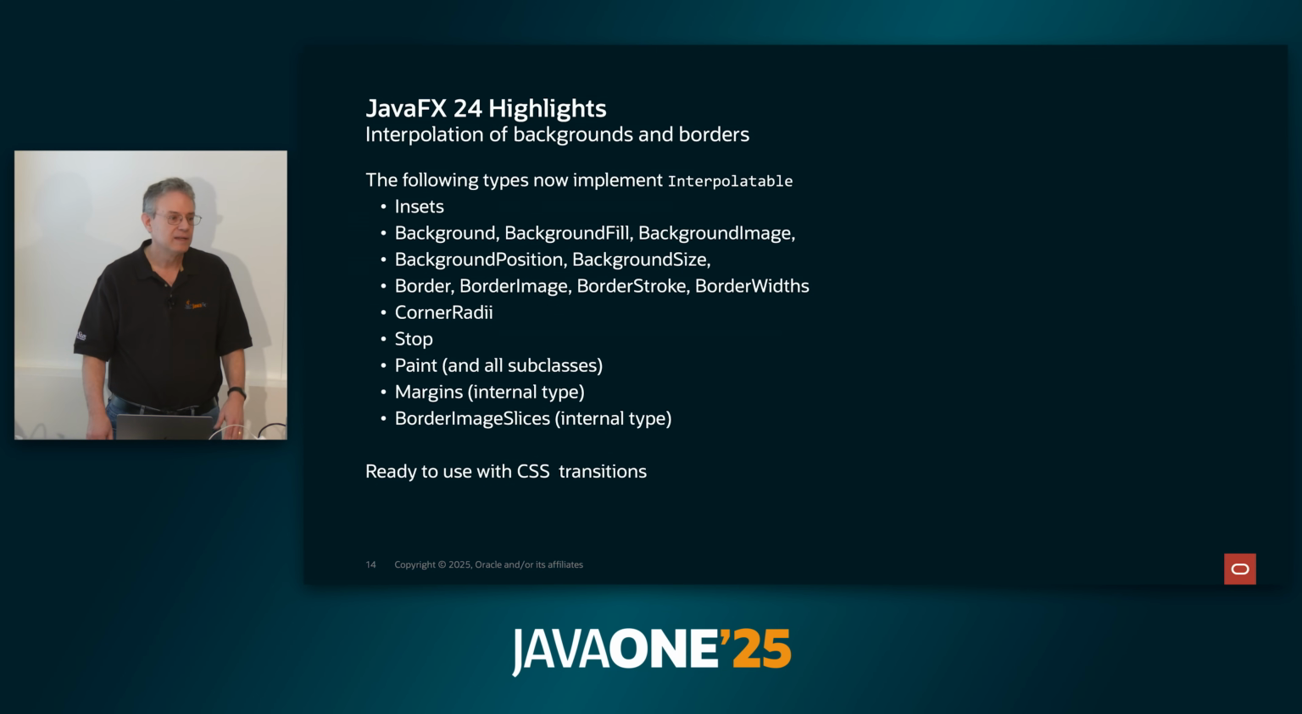But up until now, we couldn't interpolate a gradient, for example, or a border that goes from a patterned line to a non-patterned line, or a border that goes from 1 millimeter thickness to 5 millimeter thickness. You'd like to be able to do some of those things. So now we applied the Interpolatable interface to a whole number of things. And once doing that, the CSS transitions will just work.